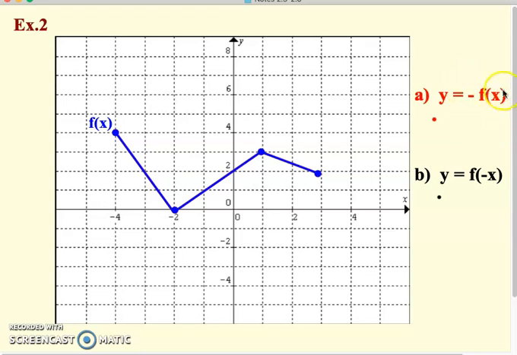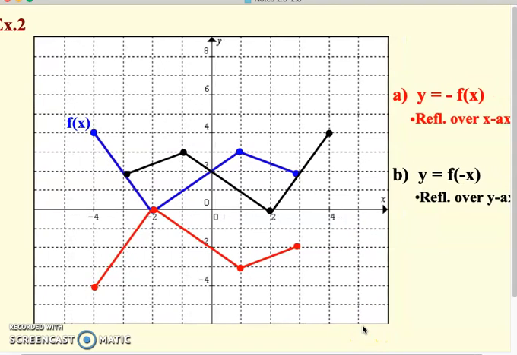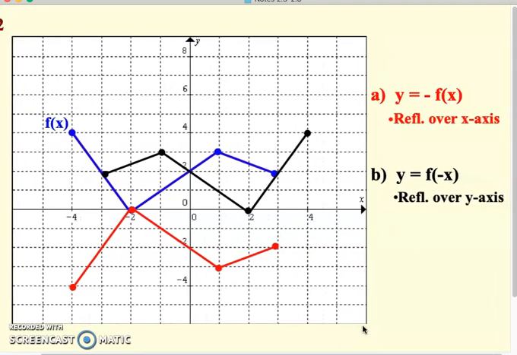If I change the sign on my f of x, which is changing the sign on y, then I got to reflect over the x-axis. On the other hand, if I change the sign on an x on a coordinate, that would cause it to reflect over the y-axis. Reflections can be counted as just like doing up, down, left, right. You just have to count to the axis that you're reflecting over.